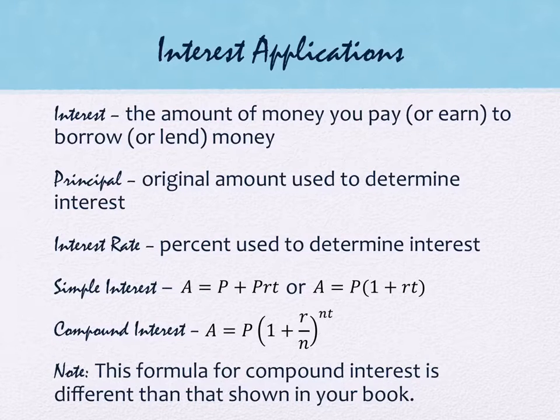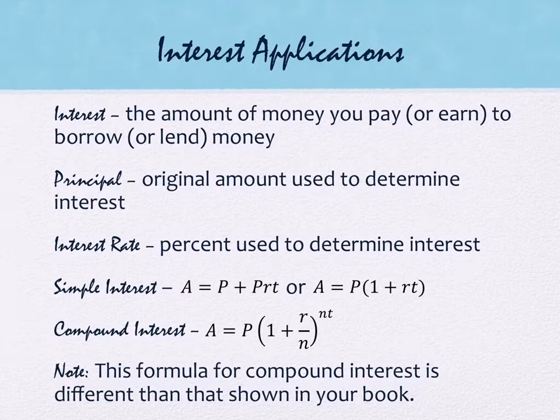That's interest amount. The principal is the original amount that you used to determine the interest. So it's the original amount that you borrowed or that you lent. Technically, when you put your money in the bank, you're lending them your money. You're putting it on deposit with them. That's like a lend. Sounds weird to say it that way, but you really are lending them your money.